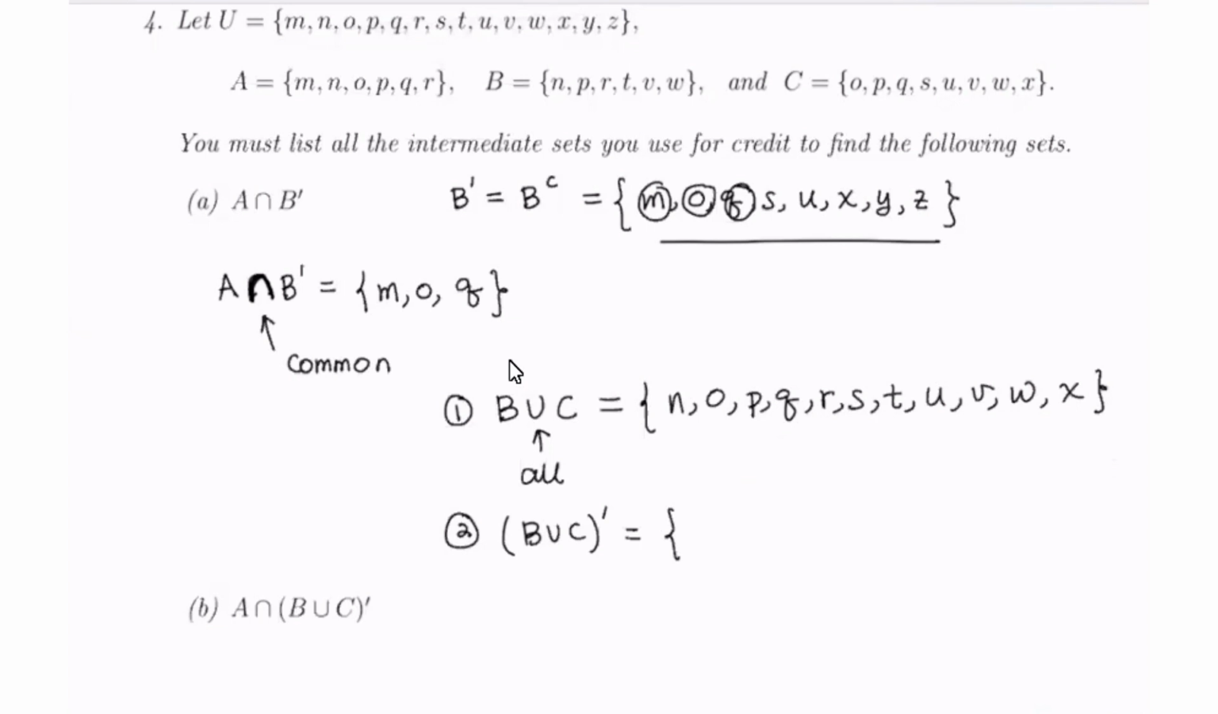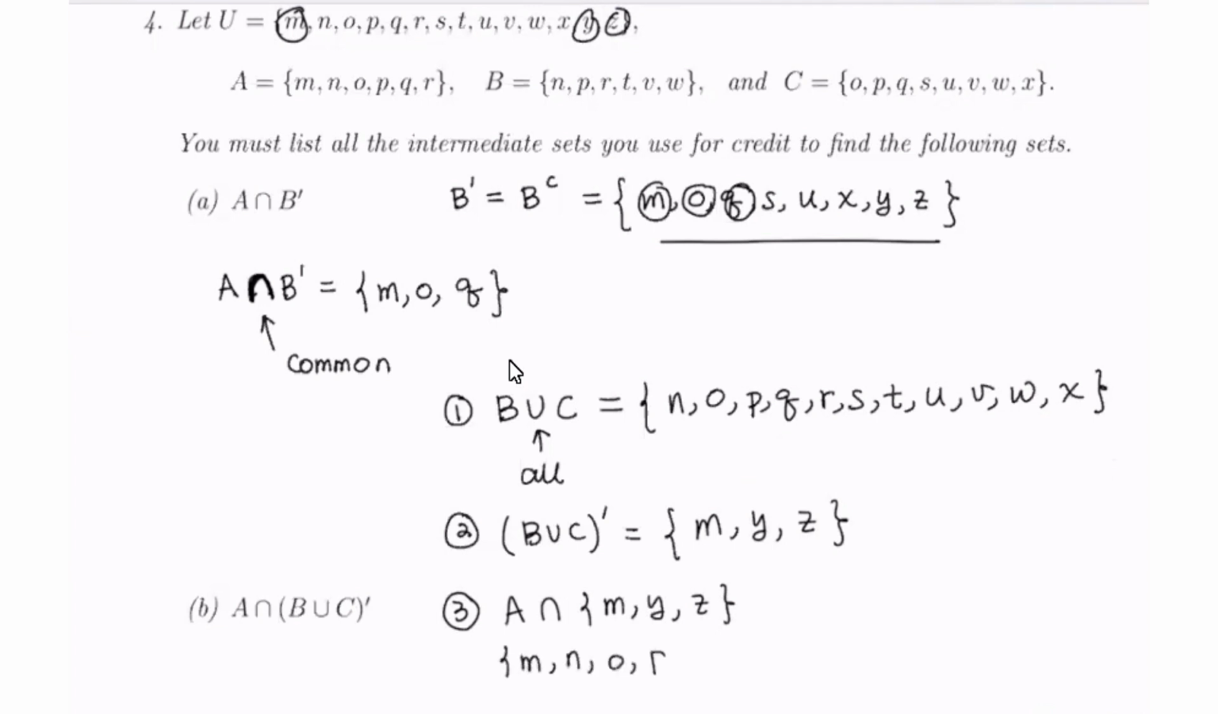Looking at M, O, P, Q, R, S, T, U, V, W, X, Y, and Z, what is not in B union C is M, Y, and Z. This is B union C complement. And then number three, A intersect with B union C complement. A is M, N, O, P, Q, R, intersect with M, Y, and Z. Intersection means common element. Here's M, that's it. So it's M.